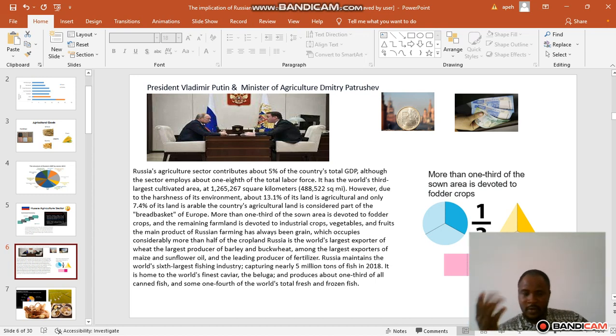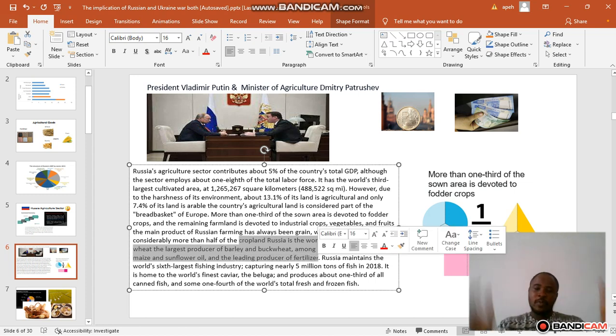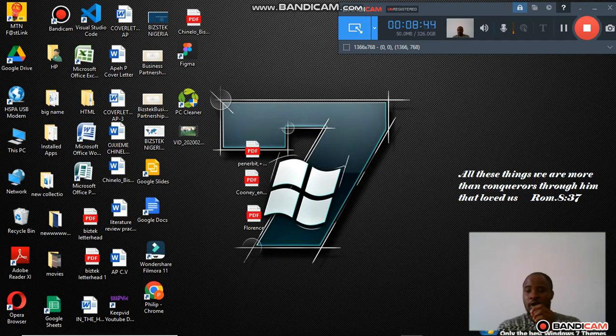Russia is the world's largest exporter of wheat, a large producer of barley and buckwheat, and among the largest exporters of maize and sunflowers. Just look from here. They say Russia is the world's largest exporter of wheat, the largest producer of barley and buckwheat, among the largest exporters of maize and sunflower oil, and a leading producer of fertilizer. So if you look back at our slide, they are the largest producer of wheat, barley, and fertilizer.